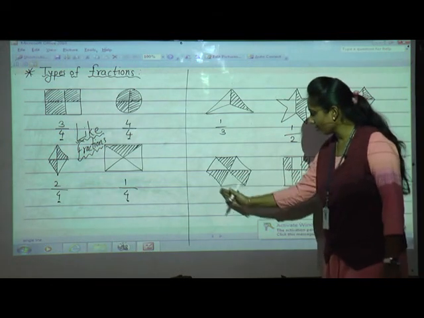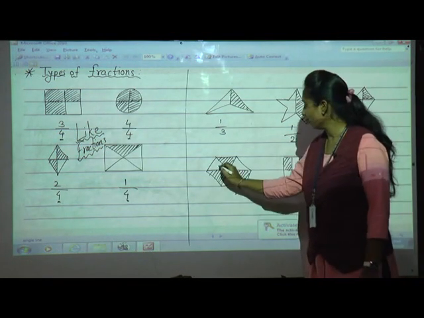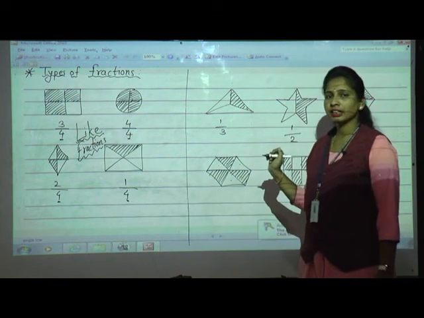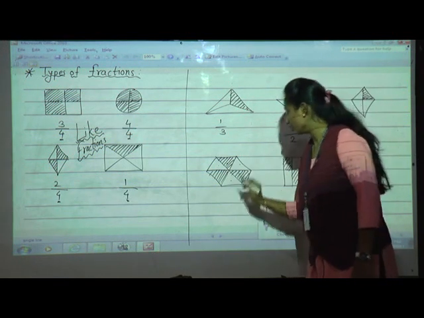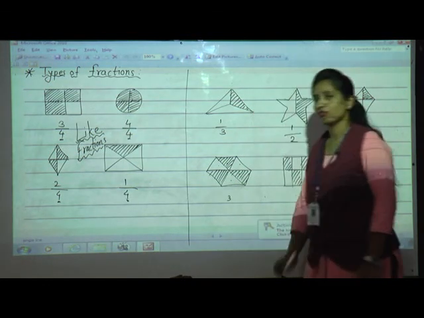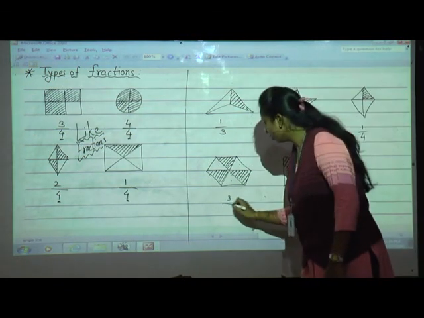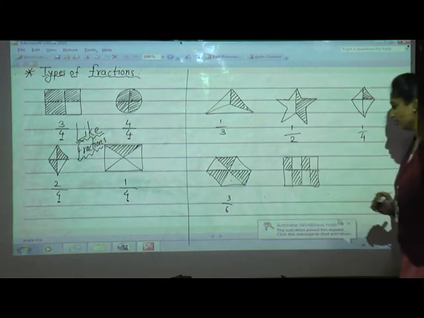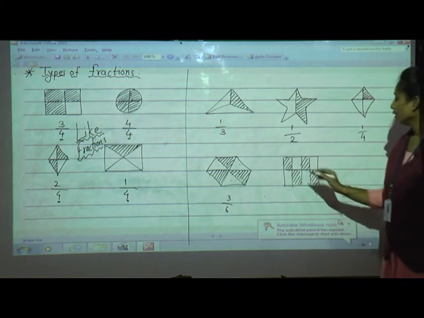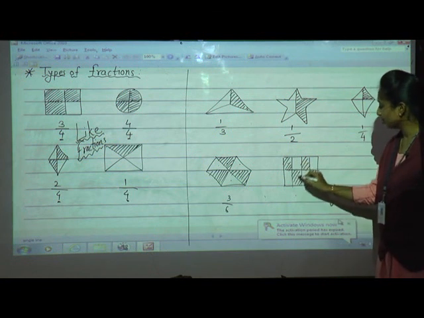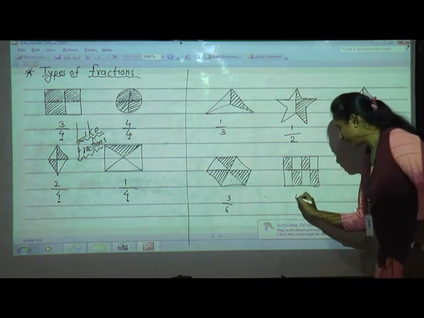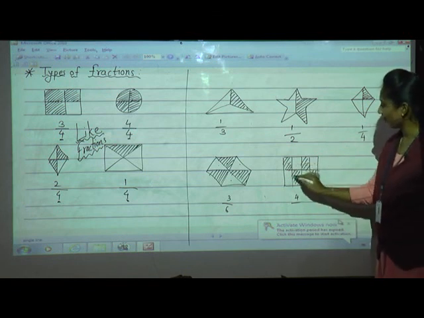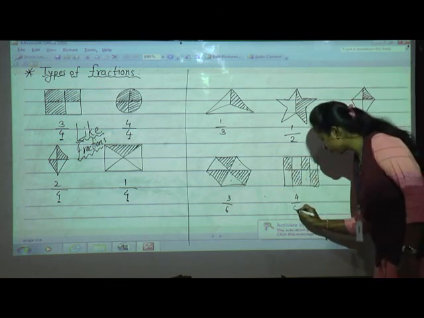Now see this shape. How many parts are there in total? 1, 2, 3, 4, 5, 6. After that, how many are colored? 1, 2, 3. So write the colored parts in the place of numerator and the total parts in the place of denominator. Now see this rectangle. How many parts are colored? 1, 2, 3, 4. Yes. Out of how many parts? 1, 2, 3, 4, 5, 6, 7, 8.